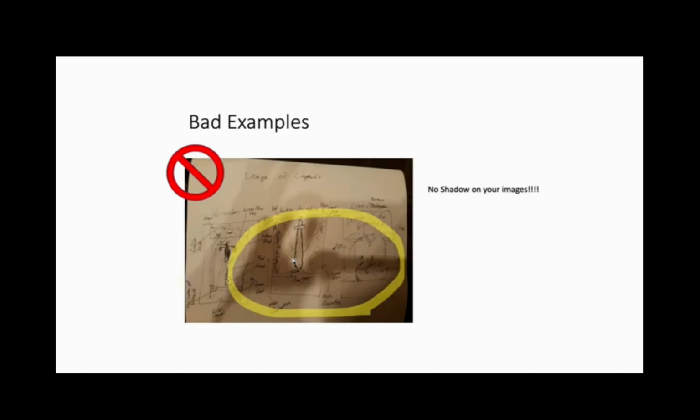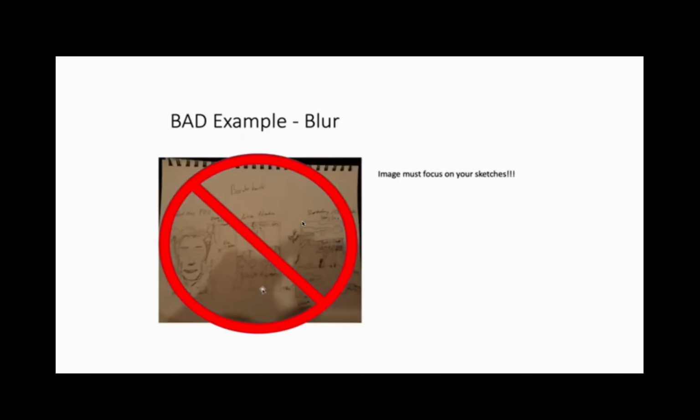So here's an example. You can tell that this is not a good example. The picture is not cropped well, but more than anything, we have this crazy shadow on there, and I can't really tell what's going on. It's not necessarily that the sketch is bad, the sketch is probably great. You just can't tell what's happening because of the shadow. Here's another one. This one is probably also a great sketch. But again, because it's not in focus, I can't tell what's going on. So this is a bad example of a sketch.